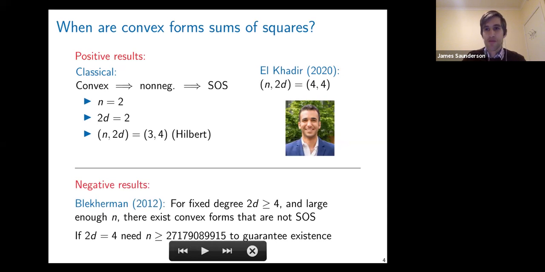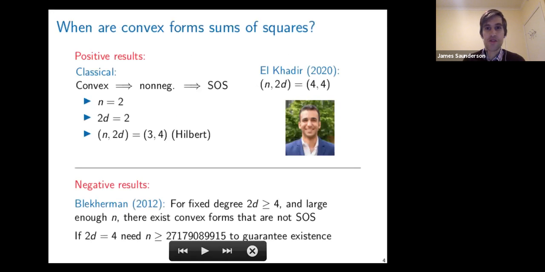What about on the negative side? Up till now, we have Blekherman's result. A bit more precisely, what Greg's result says is that if you fix the degree to be bigger than or equal to 4, then you can find a large enough n so that once you have at least as many variables as that n, in this degree, there exist convex forms that are not sums of squares. And if you go through the proof and look at the quartic case, it turns out that the argument requires n to be about 270, some huge number, to guarantee existence. All right, so that's what we've known up until now.